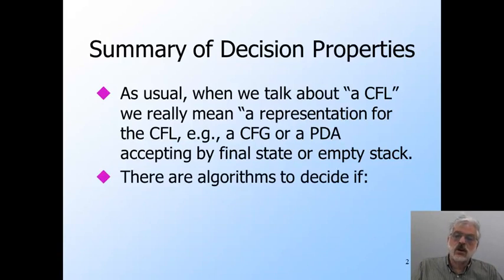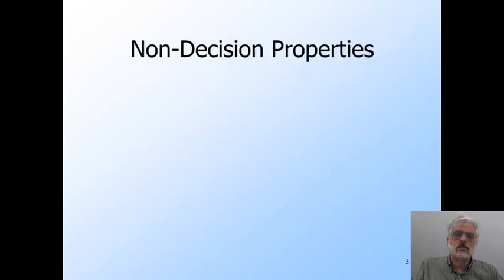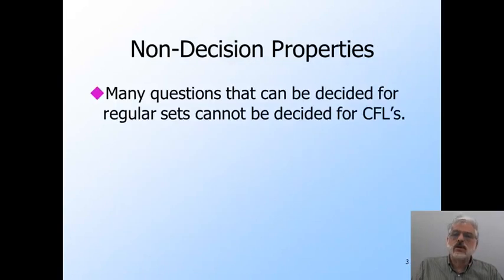Here are some questions about context-free languages for which algorithms exist. Given a representation for a context-free language, L, and a string W, we can determine whether or not W is in L. We can tell whether a representation for a context-free language, L, generates the empty language. And we can also tell whether this language L is finite or infinite. Unfortunately, many of the things we can decide about regular languages, we cannot decide for context-free languages.